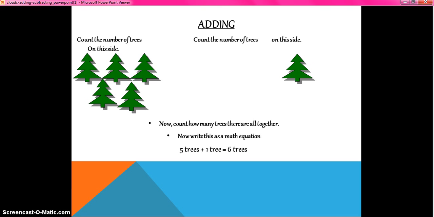Now let's do another problem. How many trees do you see in this first group? Right, 5. Everyone write down the number 5 on the next line of your paper.